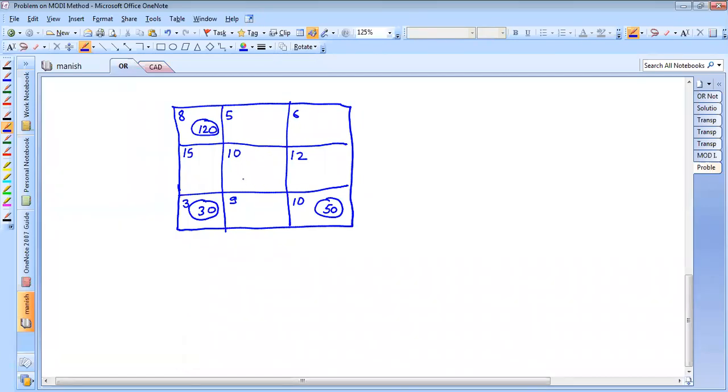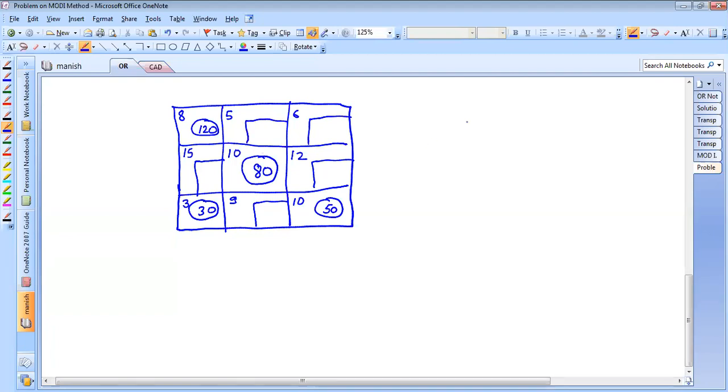Here it was 50. Then 50 plus 30 will become 80. And here also 30 minus 30 will become 0, isn't it? So there will be one vacant cell here. There will be one vacant cell here. And these 3 vacant cells already existed, isn't it? Correct?